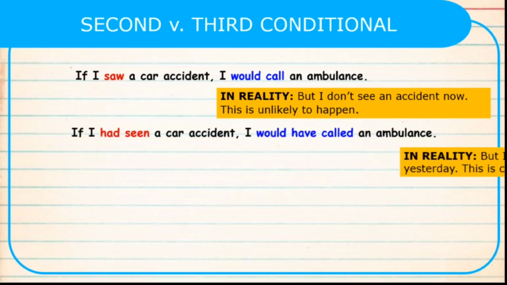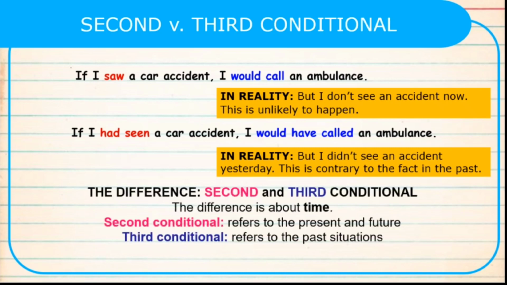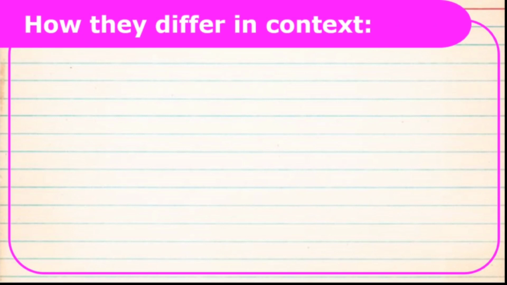Let's have the next sentence, which is a third conditional. If I had seen a car accident, I would have called an ambulance. So in reality, the speaker didn't see any accident maybe yesterday or the other day or whenever in the past. So this is contrary to the fact in the past. So between second and third conditional, the difference is about time. Both are unlikely to happen, but second conditional refers to the present and future, while third conditional refers to past situations.